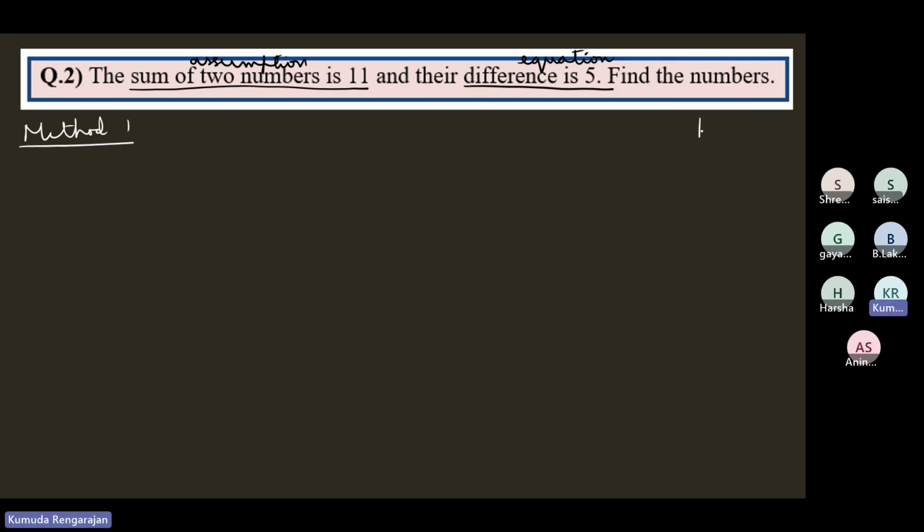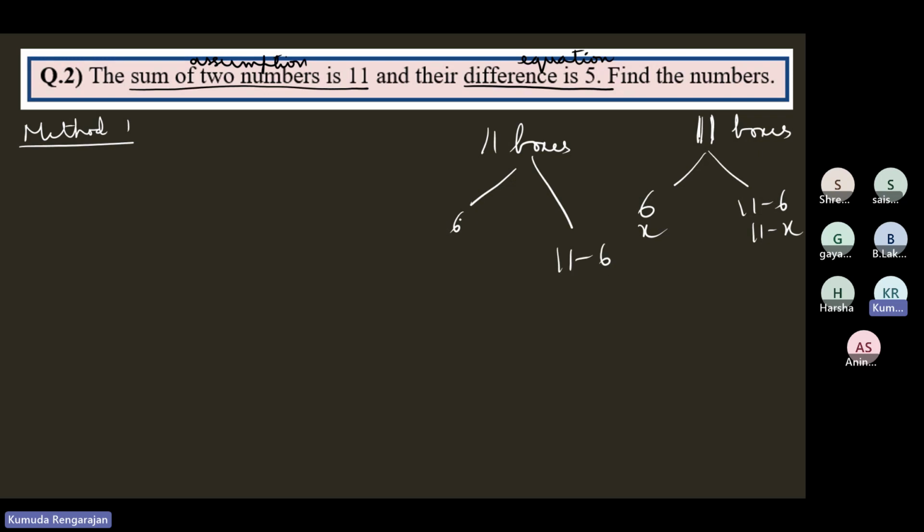See, the sum of the two numbers is 11. It's like there are 11 boxes. There are 11 boxes, and you take 6 out of it. So what is the remaining? 11 minus 6. There are 11 boxes. You take 6 boxes. So the remaining will be 11 minus 6, which is 5. So if you don't know this number, if you take X boxes, then the remaining is 11 minus X.